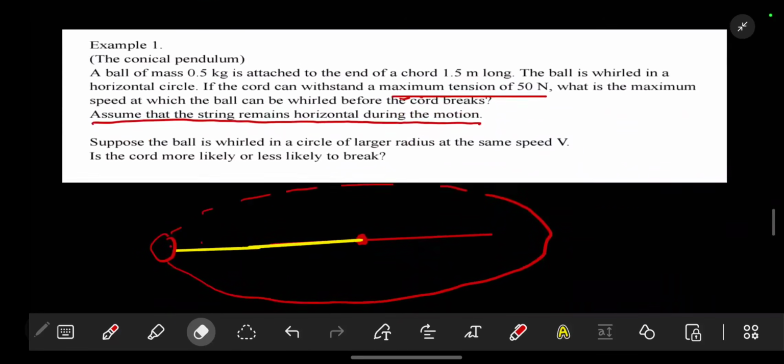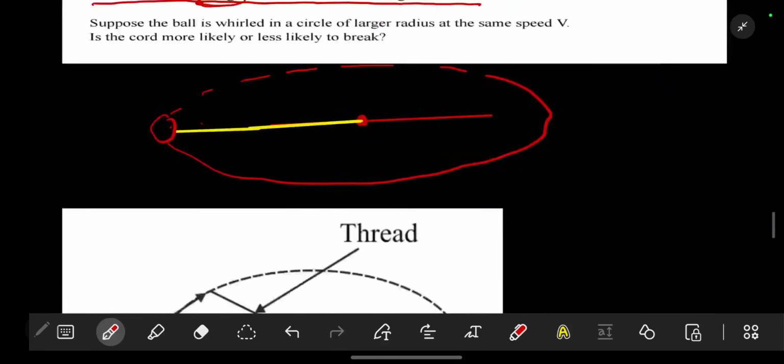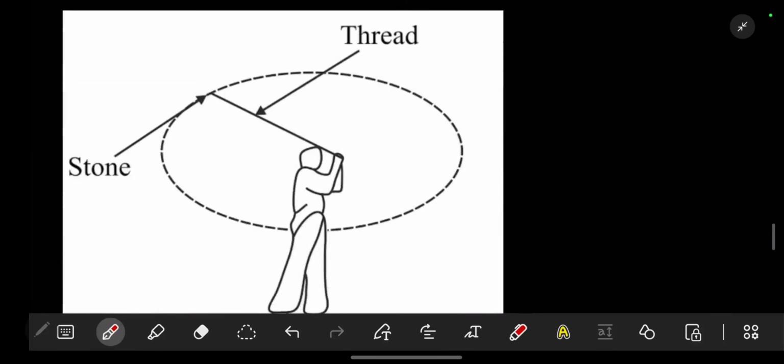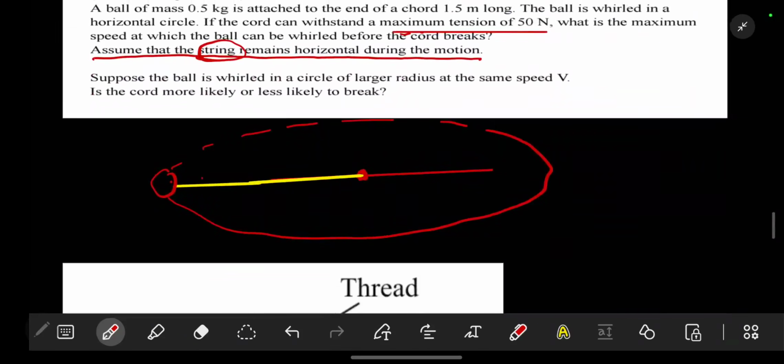Assume that the string is kept horizontal. So now this means that the tension is the one that produces the centripetal force, because tension is the force that is being applied. Any force that is being applied to cause an object to move in a circular motion is what we refer to as the centripetal force. So in this case, we are going to say the tension.